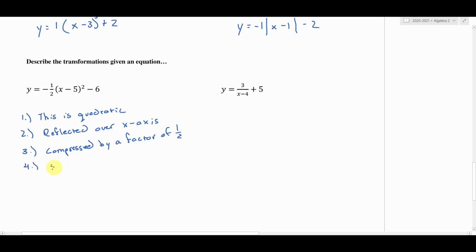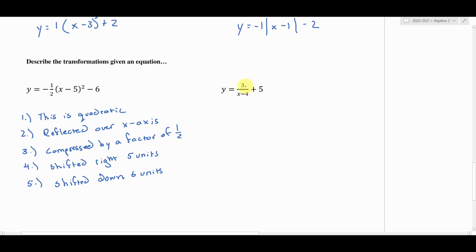This -5 shifts right 5. Remember, it's opposite of what you think it would do. A -5 moves to the right, a +5 would move to the left. Okay. And then moving along here, I got a -6 on the end, so that means it shifted down 6 units. And I forgot to write my units up here, so it shifted right 5 units. And there we go. That would be a good description of what happened to this parabola.